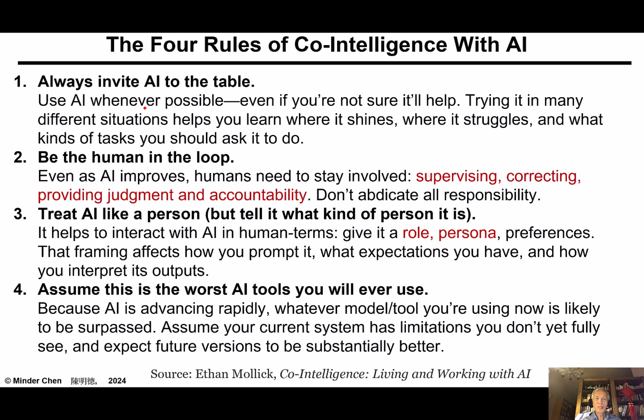The second is be the human in the loop. We just call it human in the loop. Supervising, correcting, providing judgment, accountability. You are in the driving seat. AI is just the co-pilot. And together you can achieve more. And the third is the persona or role playing that we mentioned. So everybody uses that trick. Personally, I don't use it that much because I'm not even sure whether it's really that effective. I think it works to a certain extent.